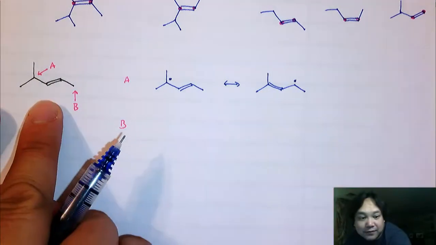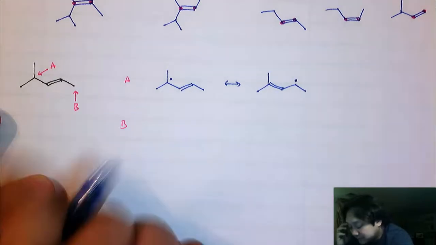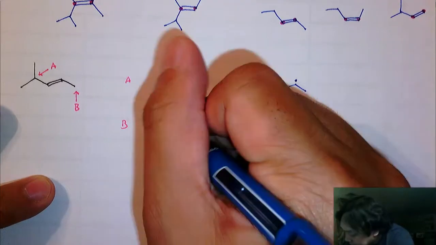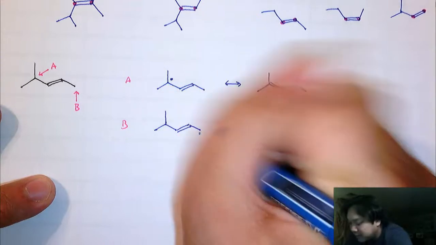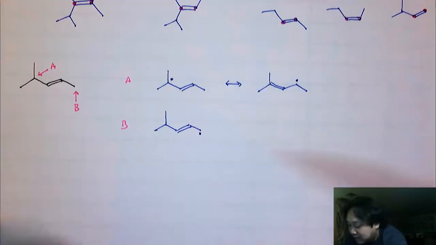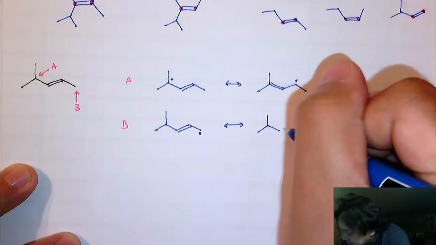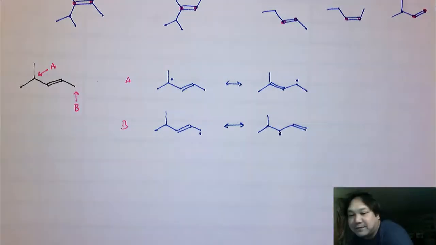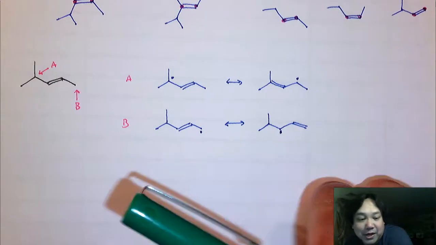You could pause and see if you could do B for me. Start with a radical on that carbon. Go ahead and pause now. We abstract the hydrogen on that B carbon, which is allylic, and then we draw the resonance. There. We actually have to choose a winner, and then we'll draw the products, and then we'll pick the major.